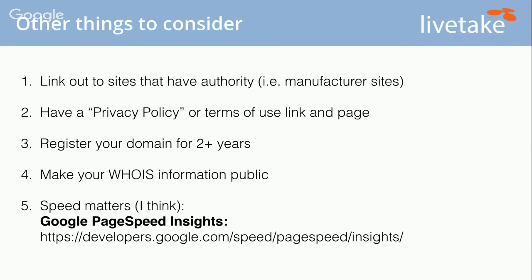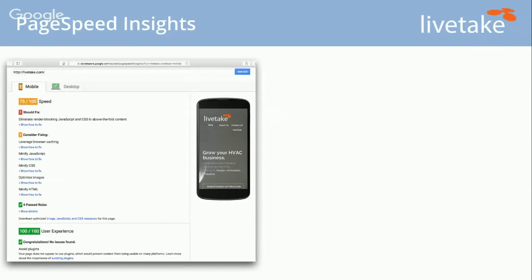I did it with our site, just so you can see what it looks like, and here's what the results look like when you do it. So I did it for LiveTake. It actually gives you a score. Mobile is the default tab, and it gave us a 73 out of 100 for speed. So we've got to work on that a little bit, but that is actually still pretty good when you compare it to other sites. So not bad, but we've got a little bit of work to do there.